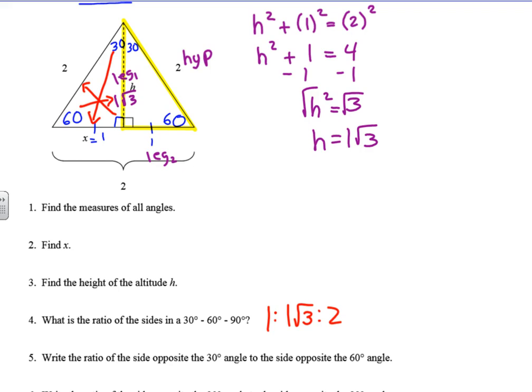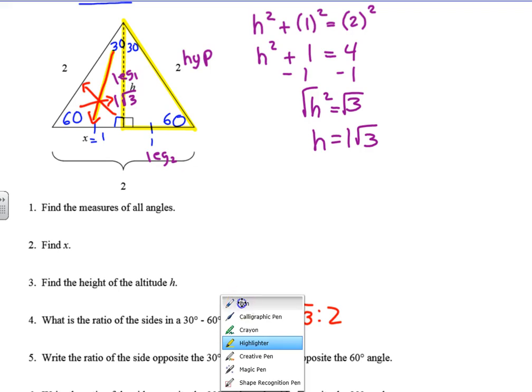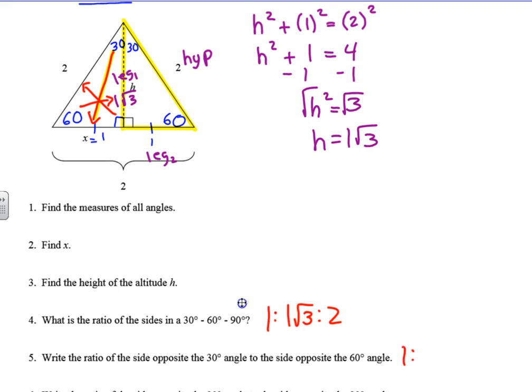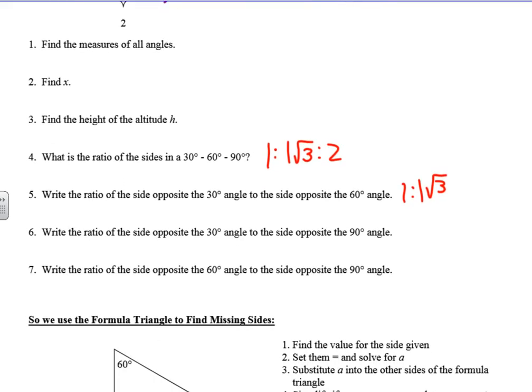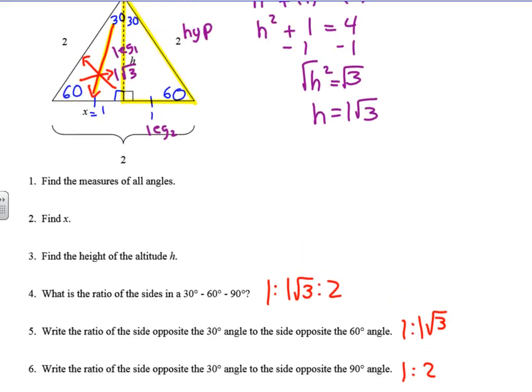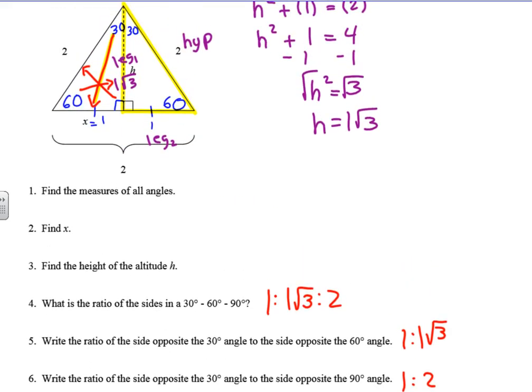So question 5 says, what is the ratio of the side opposite the 30-degree angle to the side opposite the 60-degree angle? Okay, so let's go back. The side opposite the 30-degree angle is 1, to the 60-degree angle, that's our h value up here, which is 1 times the square root of 3. Okay. Write the ratio of the side opposite 30 to the side opposite the 90. That one is 1 to 2. Write the ratio of the side opposite 60 to the side opposite the 90-degree angle. What's opposite 60? 1 radical 3.